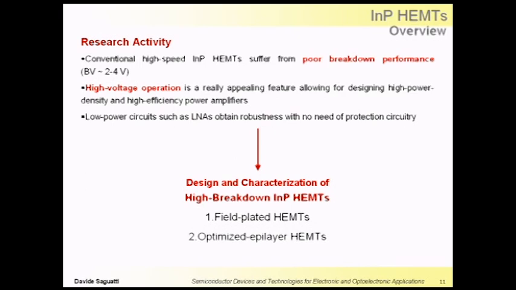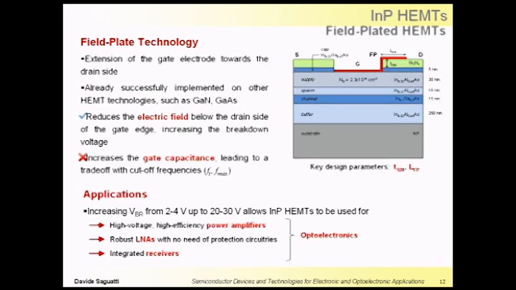So two types of devices have been investigated, one adding a field plate on a conventional device, and a second device optimizing the epi layer. Talking about the field plated devices, the field plate is an extension of the gate electrode towards the drain side of the device. It basically has the same potential as the gate, but it helps reduce the electric field under the drain side and thus increases the breakdown voltage. Of course, the price to pay is an increase in the gate capacitance, which worsens the cutoff frequency performance.